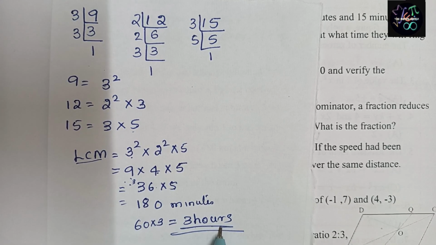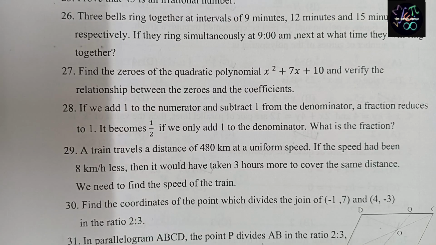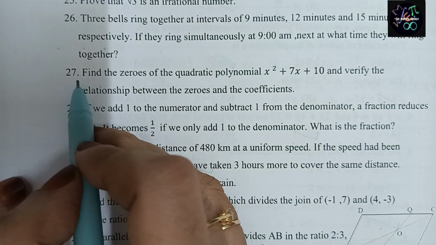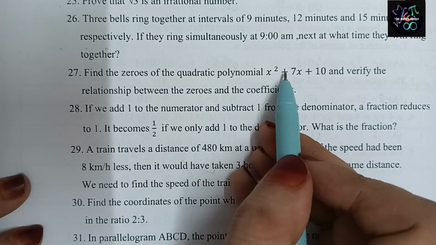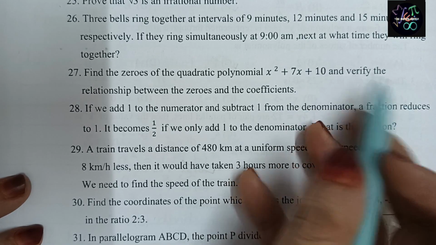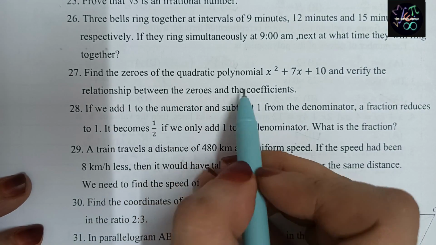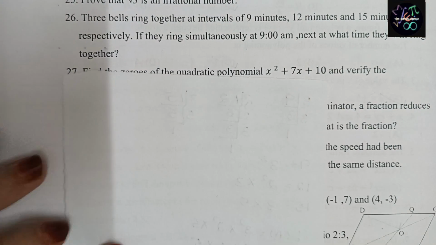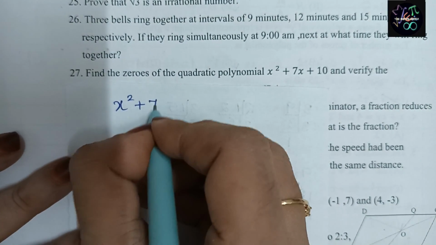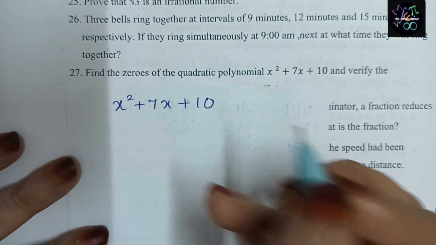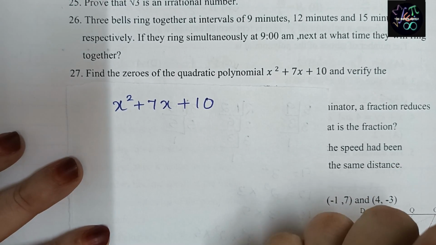Okay. So this is question number 26. Let us see question number 27 now. Find the zeros of the quadratic polynomial x square plus 7x plus 10 and verify the relationship between zeros and the coefficients. Okay. First we will write down the question, x square plus 7x plus 10. Okay. Zeros of polynomial, how will we find them?